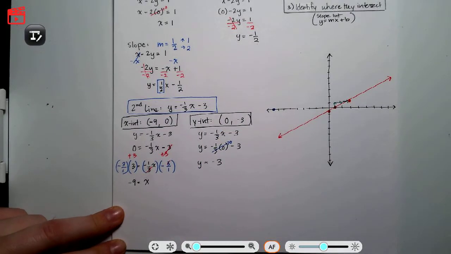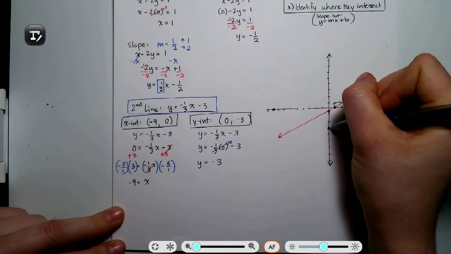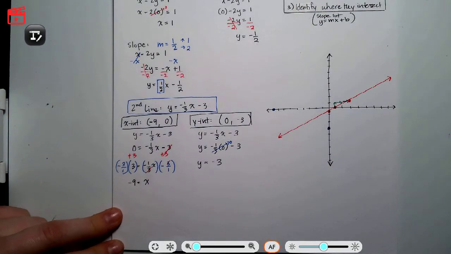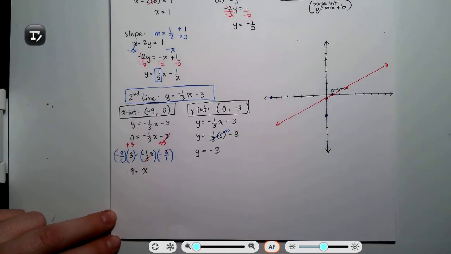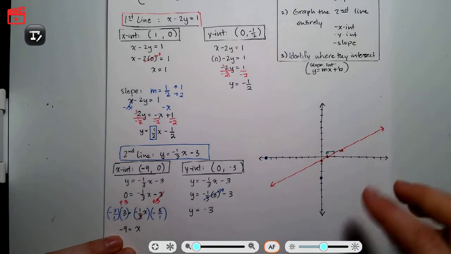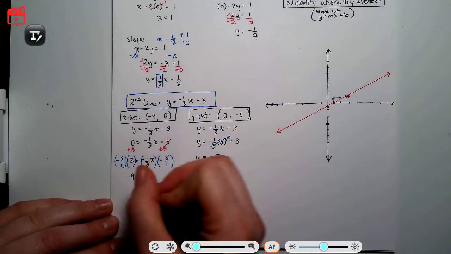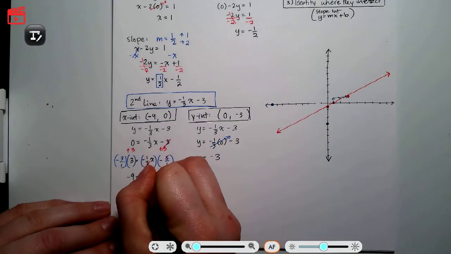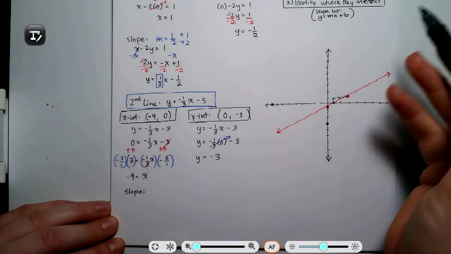Let's go ahead and plot that point. 0, negative 3, 1, 2, 3. Ooh, we're almost there. We have almost graphed our second line. The last thing we need to do, let's take a look at our plan. Last thing is the slope. Okay, so how do we find slope? Well, we need our line to be in the y equals mx plus b form to find slope.